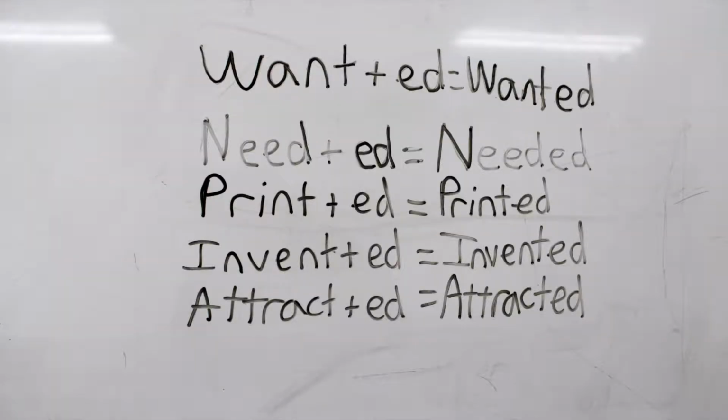I want you to notice something very carefully here. Attract, need, want, print. What do they all have in common? They all have a T or a D at the end of the word. And so whenever you see a T or a D at the end of a word, followed by ED, this is the extra syllable id. Attracted, wanted, needed. Understand? Excellent. Let's go to the next one. Second, we have a TED ending.